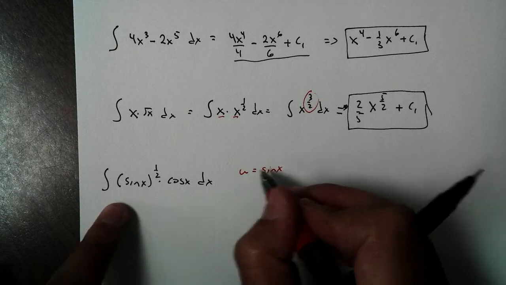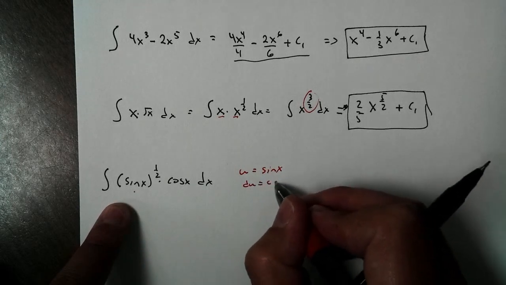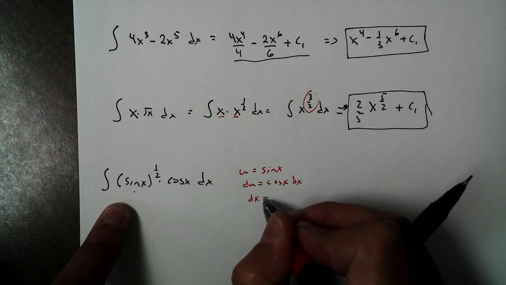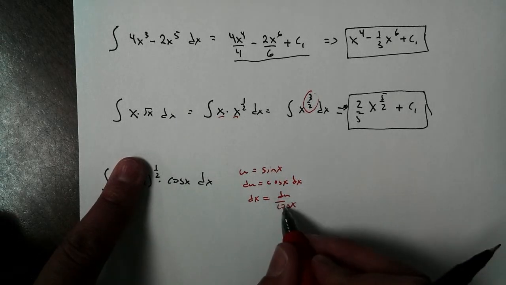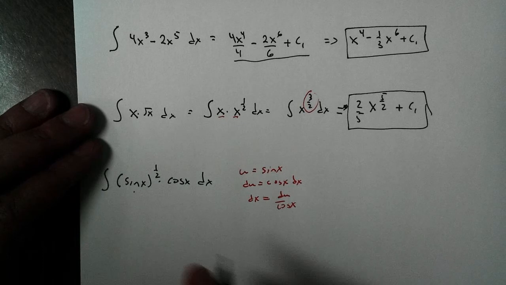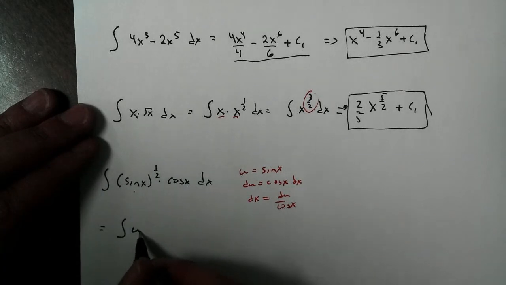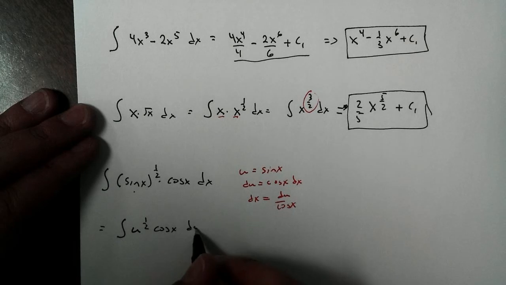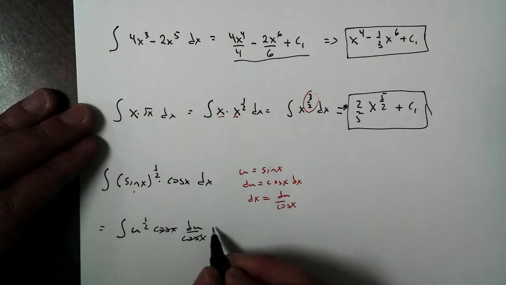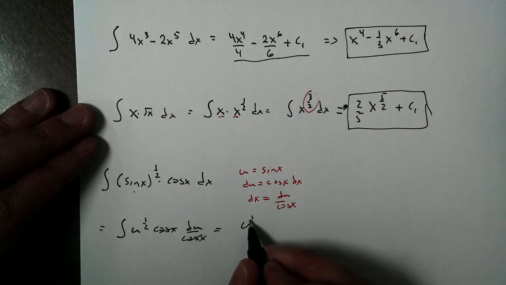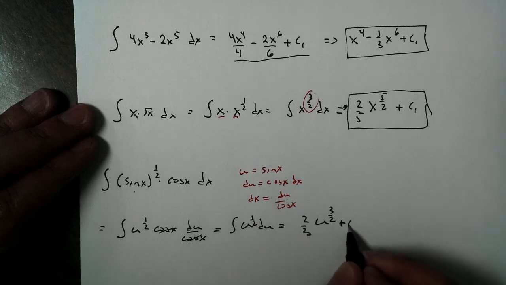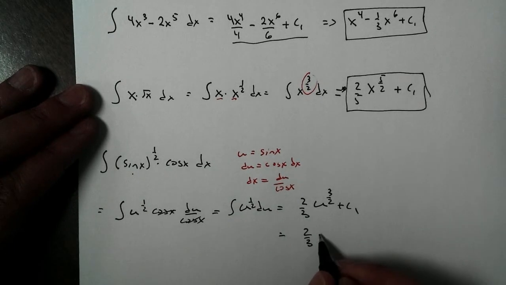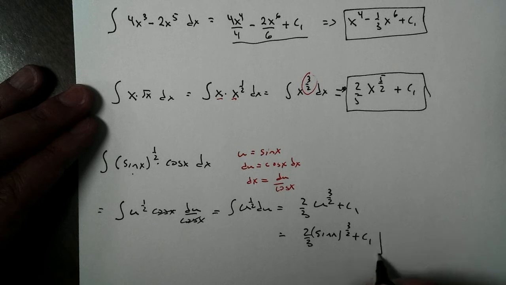U is going to be sine of x, the inside function. Its derivative is cosine of x dx. So we get dx is du over cosine of x. And again, what you want to see is that this cosine of x matches with this cosine of x on the bottom. And it does, which means we can simplify this pretty easily. We get u to the 1/2 cosine of x du over cosine of x. Those cancel, and we're left with u to the 1/2 du, which I can integrate: u to the 3/2 times 2/3 plus c1, and just replace u. 2/3 u, which is sine of x, to the 3/2 plus c1.